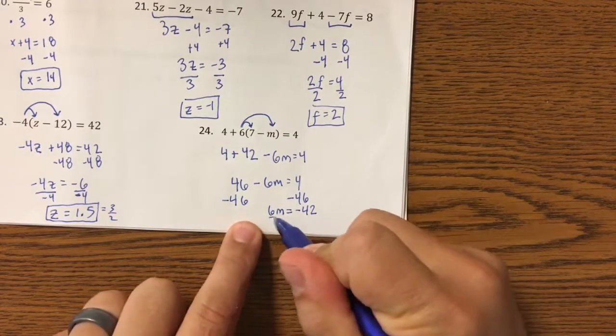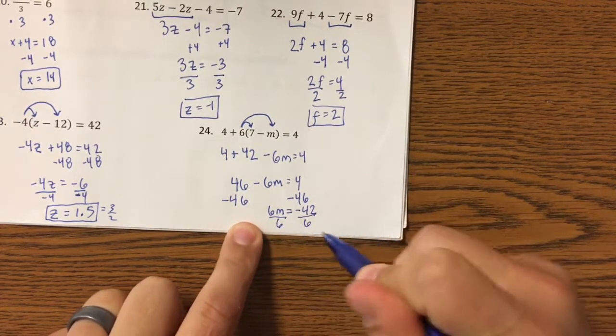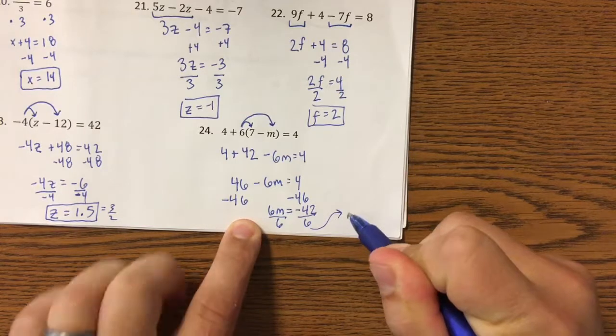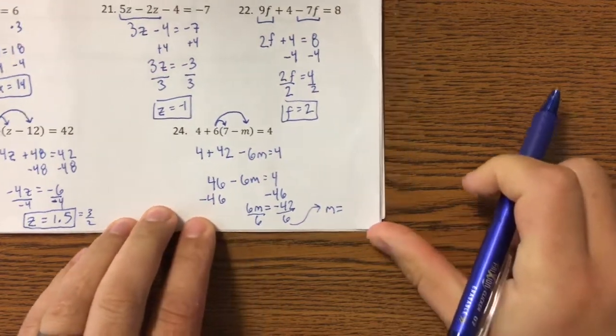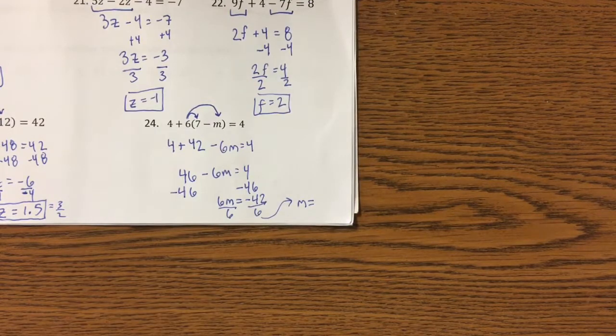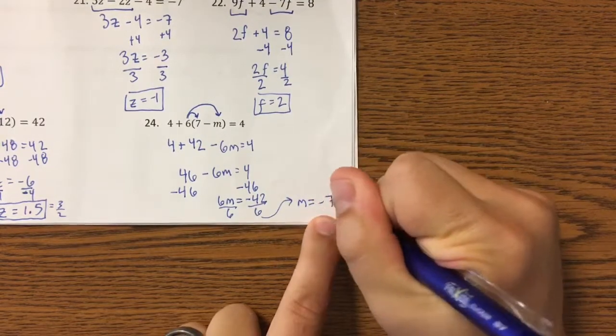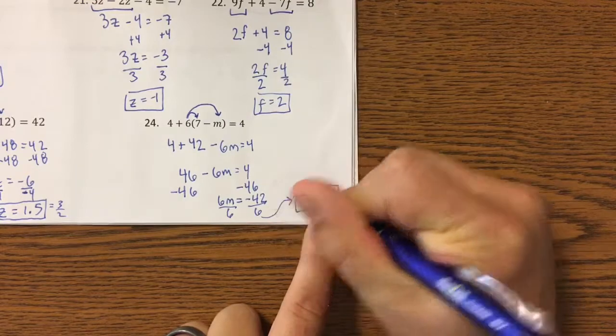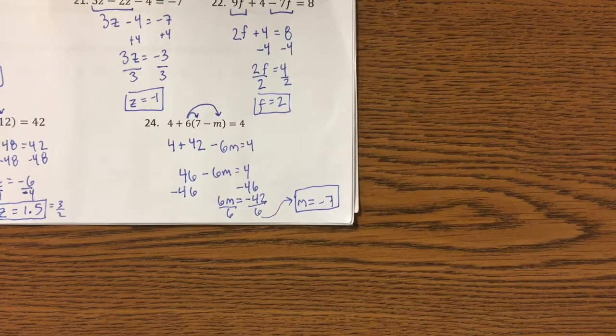And then divide by 6, and then I ran out of room. M equals negative 7. All right, any questions so far?